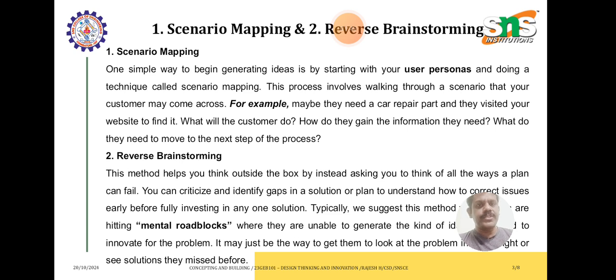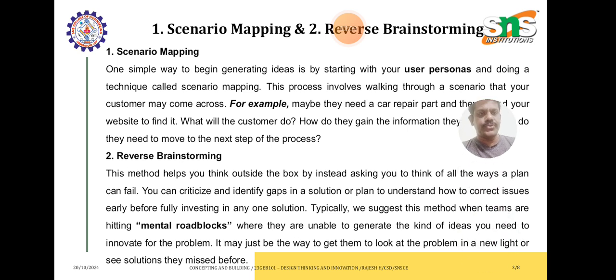Reverse brainstorming is a method which helps the developer think outside of the box by, instead of asking the user for solutions, thinking of all the ways a plan can fail. You can criticize and identify gaps in a solution or a plan to understand how to correct the issues early, before fully investing in any one solution.